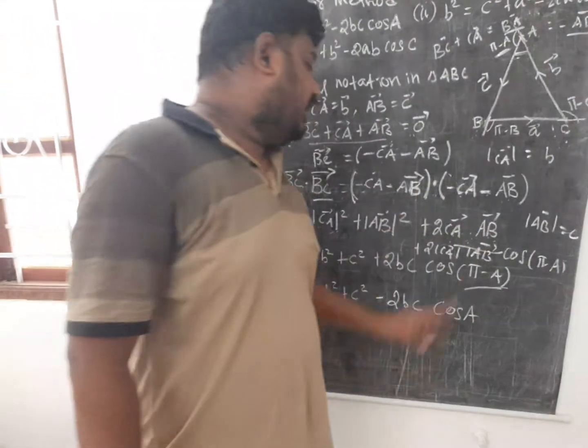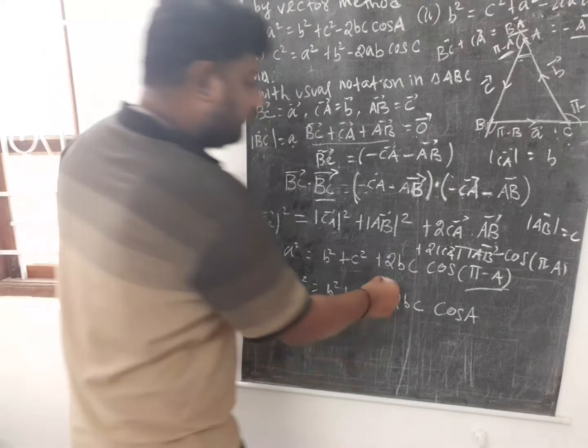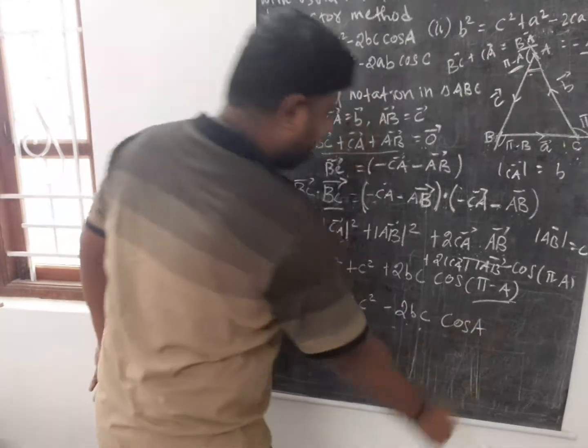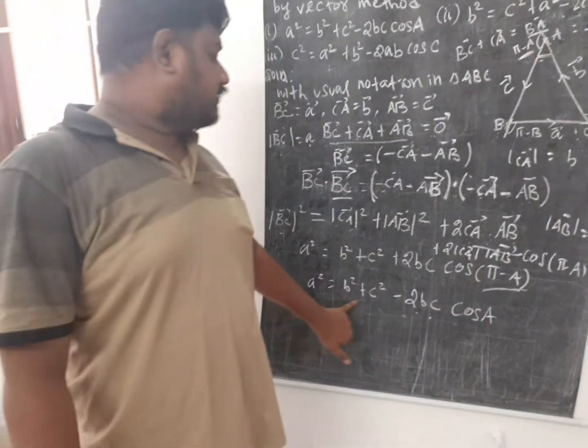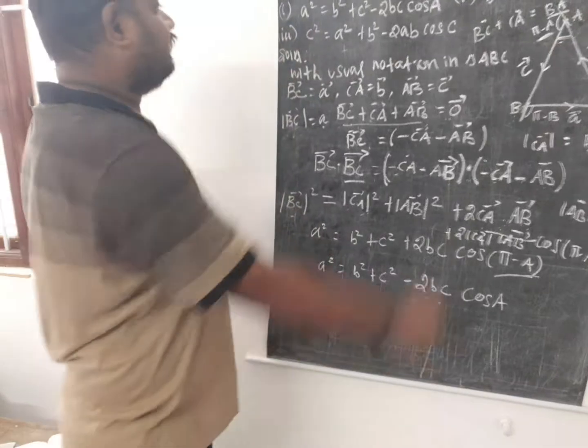This is the second quadrant, where cos is negative. So you get minus 2bc cos A. Therefore a square is equal to b square plus c square minus 2bc cos A.